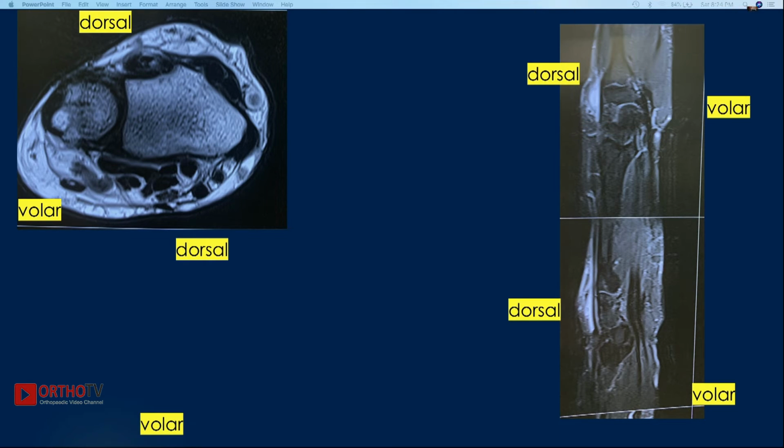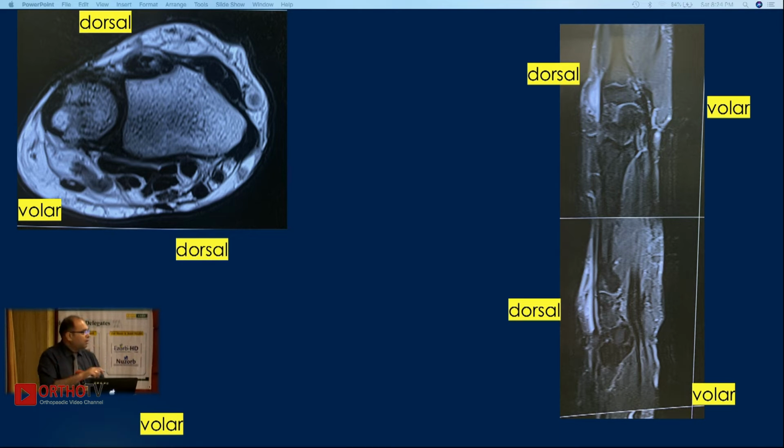The MRI. This is the view where this is the radius, this is the ulna, this is the volar surface. All these black dots are the superficial and deep flexor tendons. Ideally we should see all 6 extensor compartments in line, but if we don't see that, this entire white structure is nothing but tenosynovium.